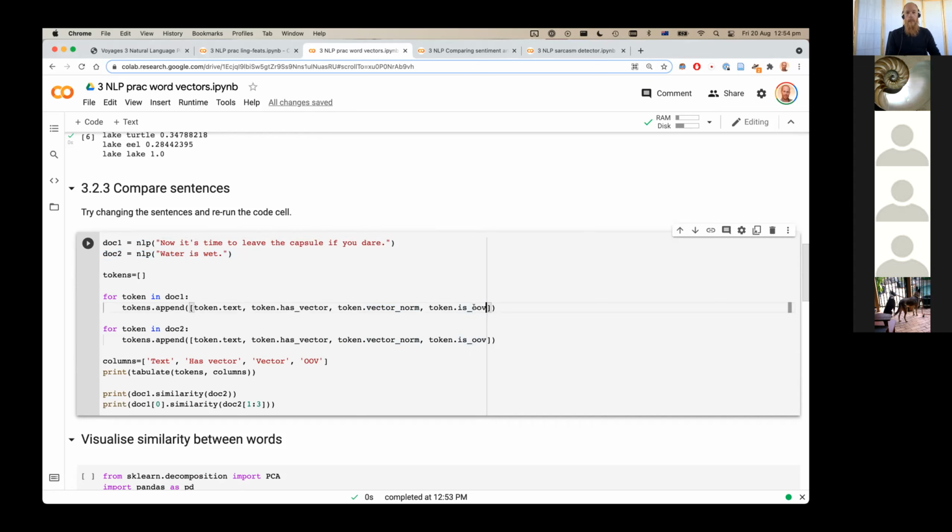So OOV is a symbol that we'll see occasionally in the course. This means that the token or the word that we're looking at is not represented in the data. Then we will set up some columns again and show this information using the tabulate package. And we'll output a similarity value between the two sentences. So similarity of doc1 and doc2. And then we can also show the similarity of the first word in doc1 with a slice from doc2.